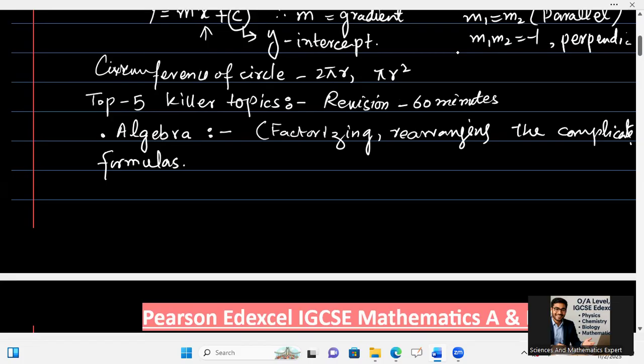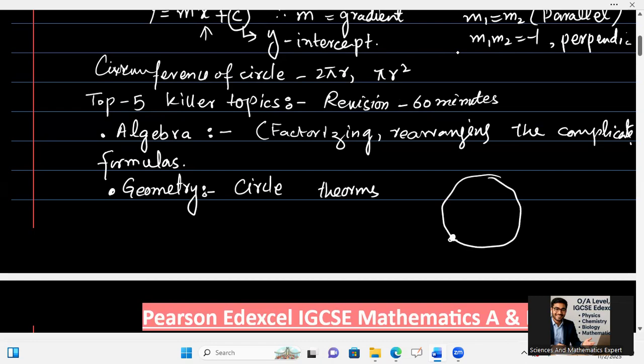After that, the second section is geometry. In case of geometry, I will say that you should remember the circle theorems and know the rules, what to look for in which circle theorem. If I give you a quick revision, if this is a circle and this is the starting point, this is the ending point, and you want to make a central angle and a circumference angle, then the central angle will be double and the circumference angle will be half of it.